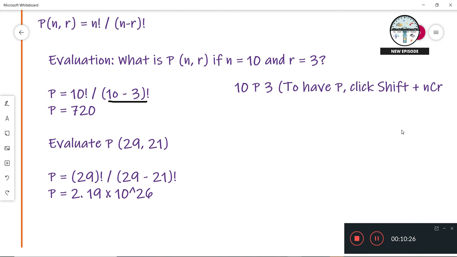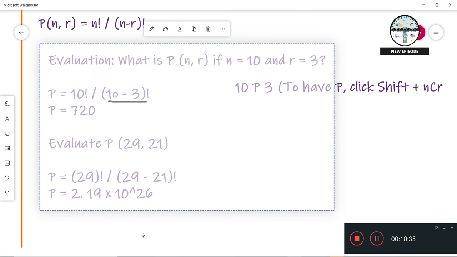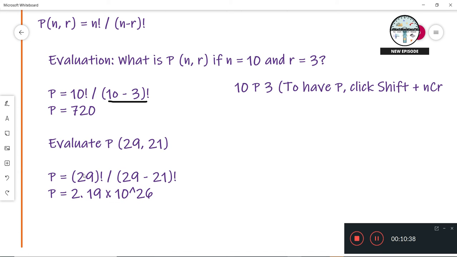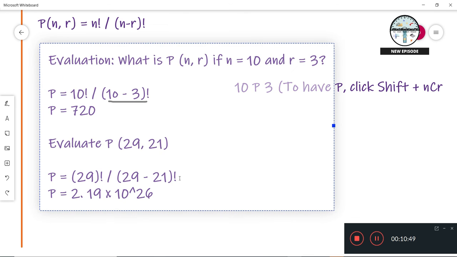So next, let us evaluate P(29, 21). Same method. So 29 factorial, so gi-substitute na natin si n agad. Tapos 29 minus 21, that is equal to 8. So 29 factorial over 8 factorial, or in a calculator, is just equal to 29P21. And that's it.